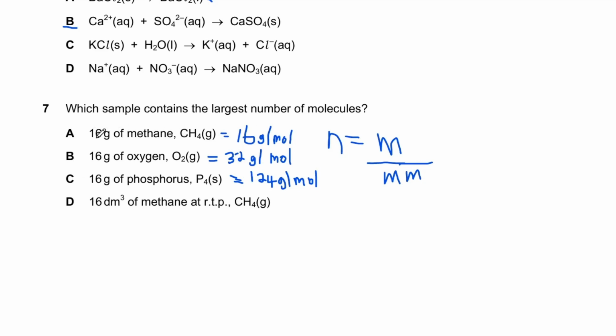So the number of moles of methane will be mass over molar mass, 16 over 16, which is 1. For oxygen, it will be 16 divided by 32, which is 0.5. Then for phosphorus, it will be 16 divided by 124, 0.13. So remember we said the number of molecules depends on the number of moles. That means the one with the largest number of molecules will be the one with the largest number of moles. So here, methane has the largest number of moles, which is 1. So our answer is A.